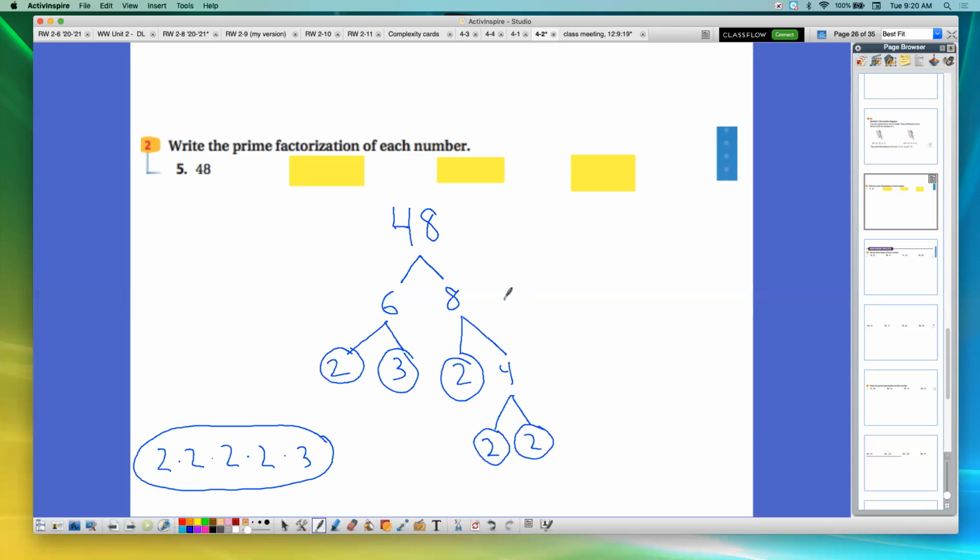Okay, I call it making a factor tree. If I ever say factor tree, I'm talking about prime factorization. Okay, I'm going to stop the recording right now, and we're going to do a few more problems together.